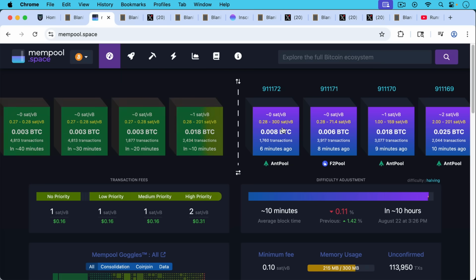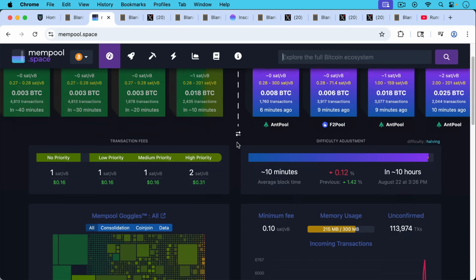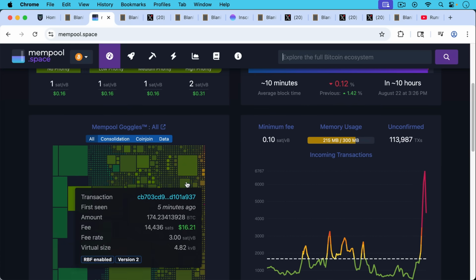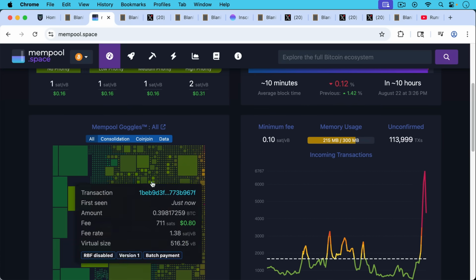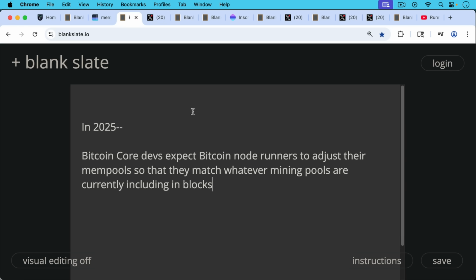So these are the blocks that have already been mined. They contain a bunch of transactions. And then here are blocks that have yet to be mined. And here is one version of the mempool. This is using mempool.space's node. And we can see already there's a bunch of junk in the mempool.